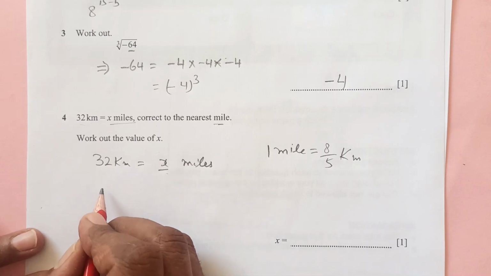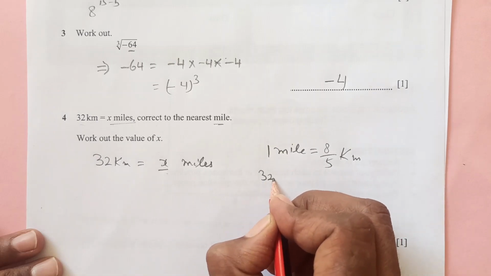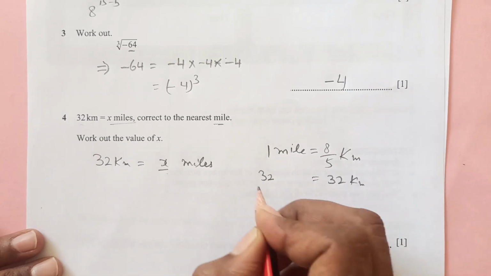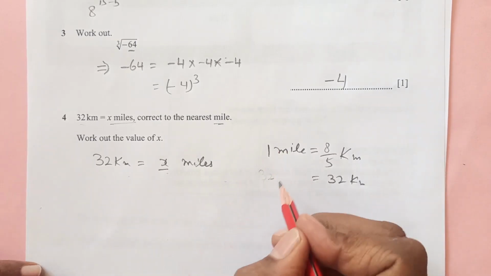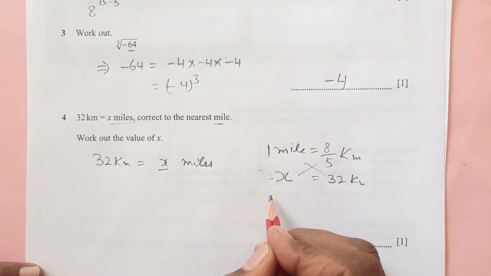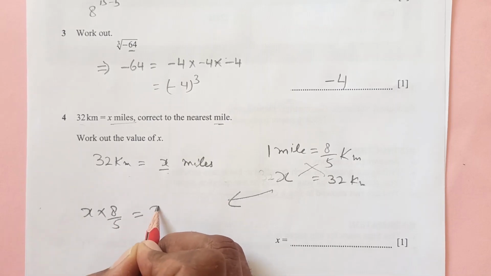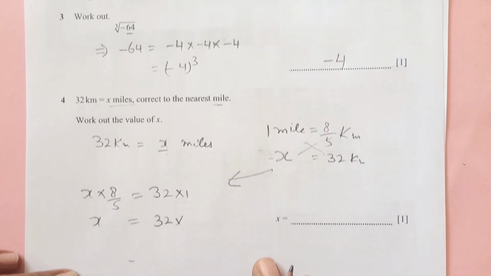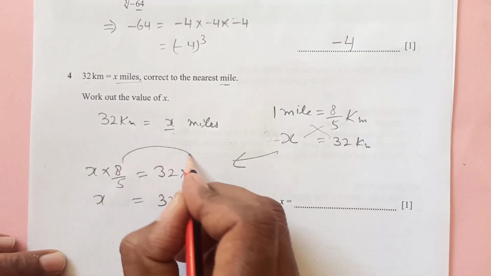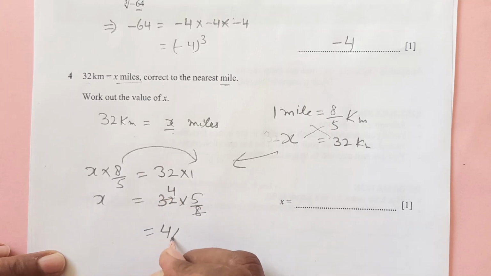So we can write it down here: 1 mile is equal to 8 over 5 kilometers, then 32 kilometers will be how many miles? So x here, cross multiply, so x times 8 over 5 is equal to 32 times 1, and x is equal to 32 times 5 over 8. When you bring this to the other side, it becomes the reciprocal. 8 times 4 is 32. So we have 4 times 5, which is 20. Right?